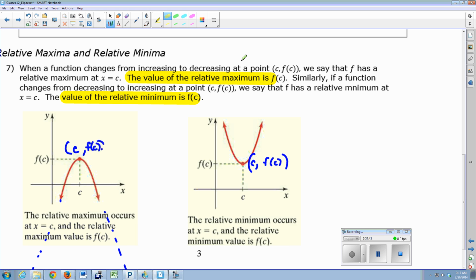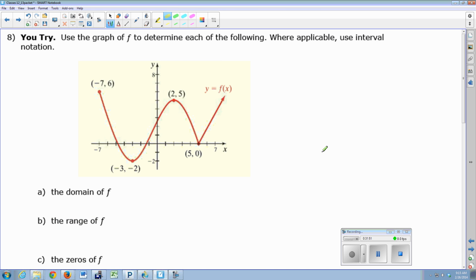Yep, Chris? That's right, just the F of C value. Right, so let's take a look at an example here.